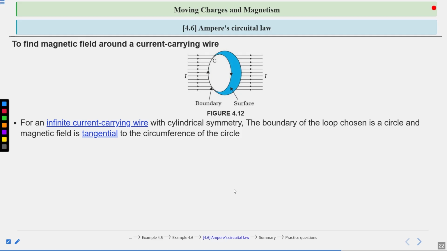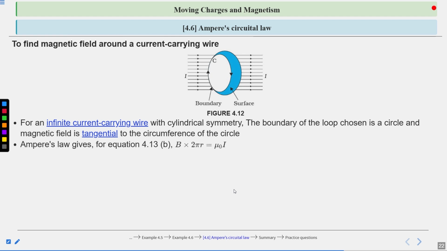We have considered an infinite current carrying wire with cylindrical symmetry. Now we have considered an Amperian loop in the form of a circle, and the magnetic field is also in the form of concentric circles around this wire. So the magnetic field will be tangential to this Amperian loop.